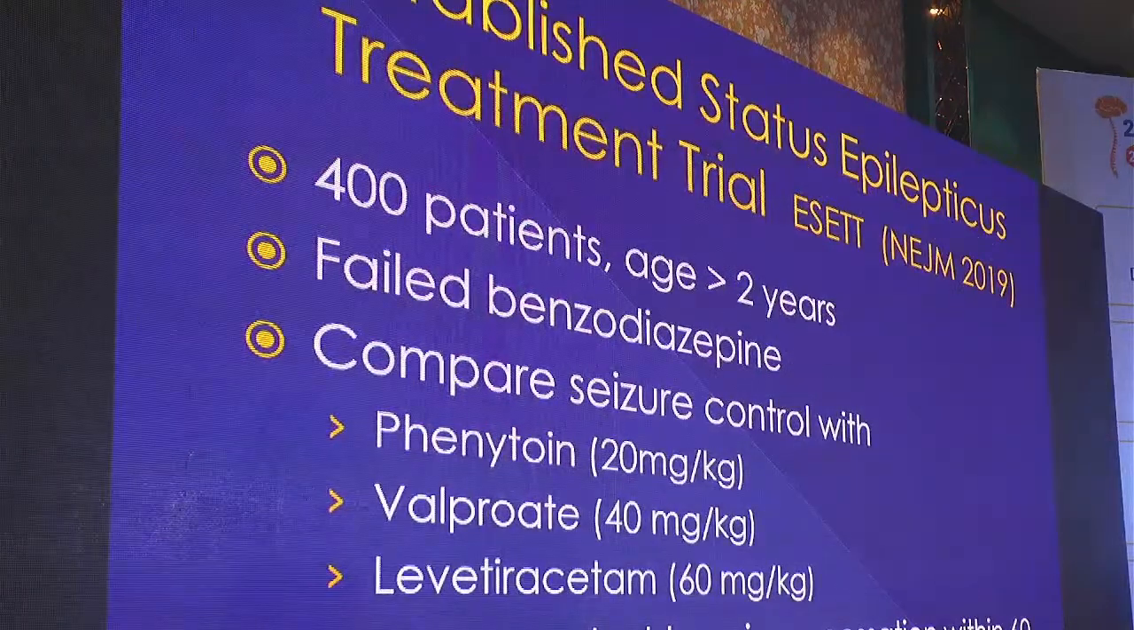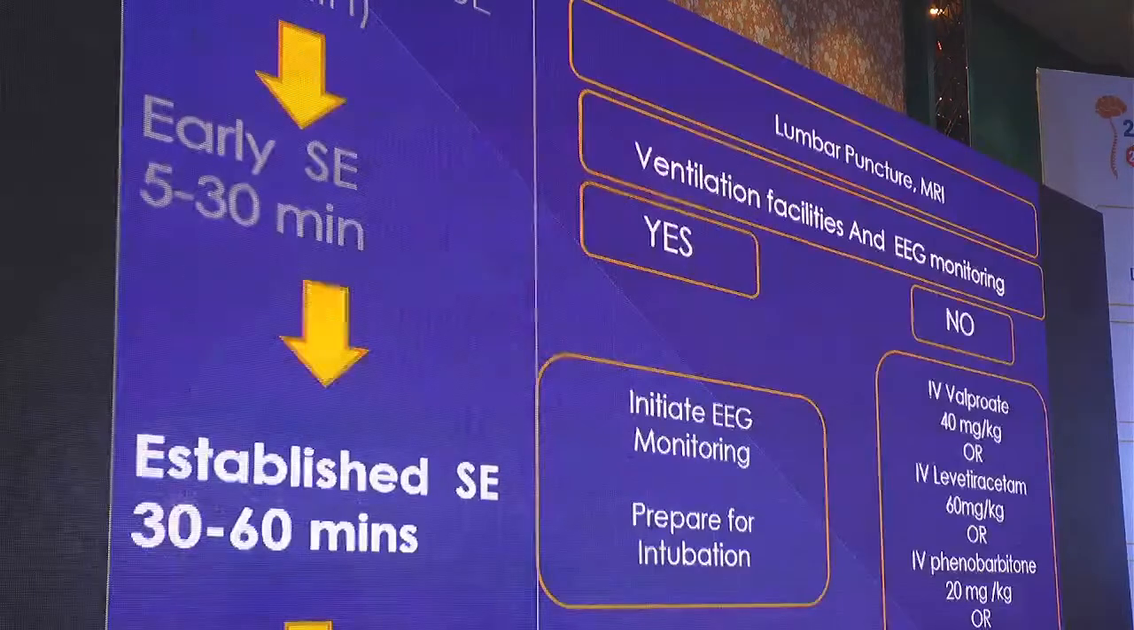But the landmark study was published recently in NEJM 2019, and this was a randomized control trial that looked at 3 different medications. Once benzodiazepine has failed, phenytoin at 20 milligram per kg, valproate at 40 milligram per kg, and levetiracetam at 60 milligram per kg. And the good news is that all of them work in about 50% of the patients, and there is really no difference between the three drugs.